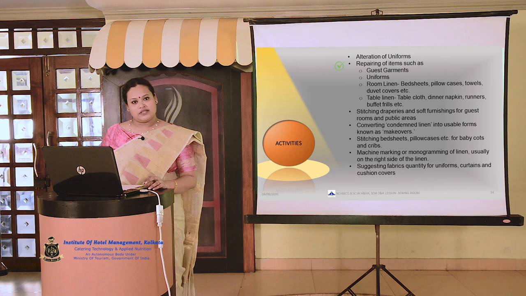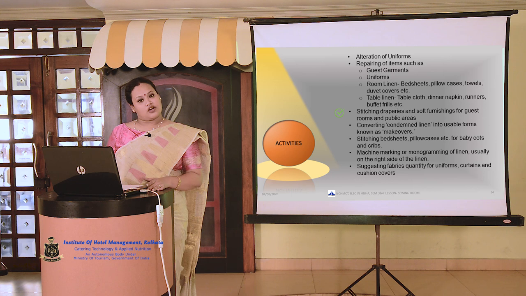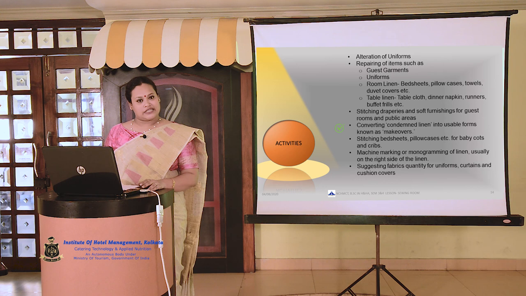Next, we have repairing or mending of items such as guest garments, uniforms, and room linen like bed sheets, bed covers, pillow covers, duvet covers, etc. We have table linen like table cloth, dinner napkin, etc. Next, we have the stitching of draperies and soft furnishings for guest rooms and public areas as well. We have converting the condemned or the discarded linen into makeovers, which we have already discussed before.